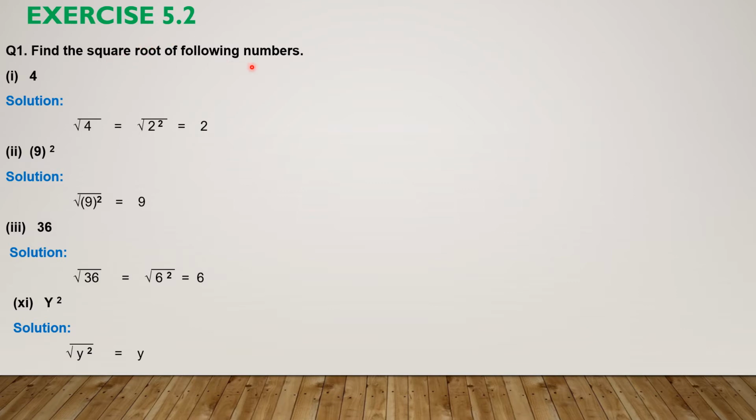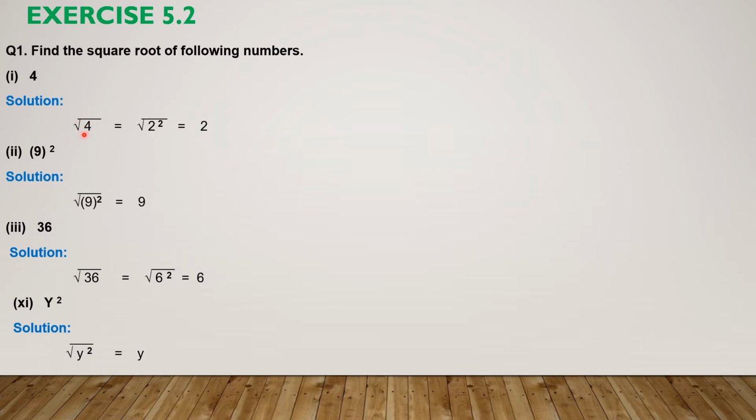In previous exercise we learned how to find the square of numbers, while here we are going to find the square root of the number. For example, part number 1 is here, that is 4. So first of all we will write 4 under the radical sign. Now 4 is called radicand and this is called radical sign. So first we will write 4 under the radical sign.